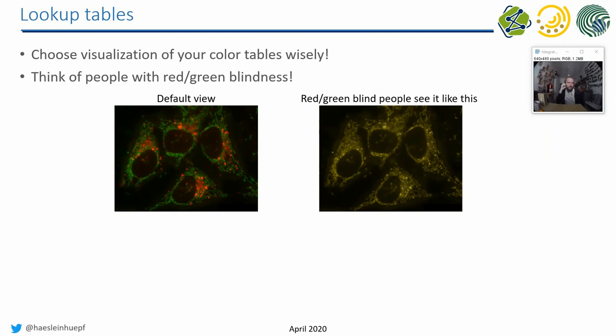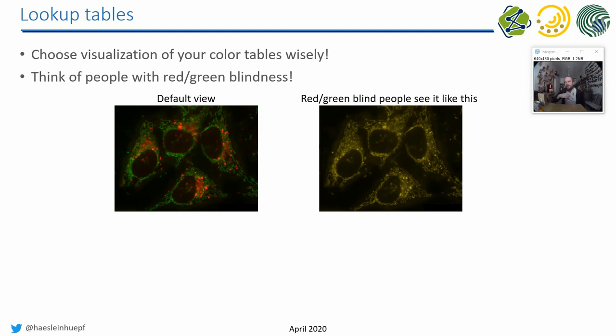And you can, for every image, for visualization, choose different lookup tables. And what I'm saying here is, please choose these lookup tables wisely. Usually when I do this lecture in front of people, I ask, is there somebody in the room who is red-green blind? Among 50 people, there's usually one or maybe two who have this issue. So there are definitely a lot of red-green blind people.